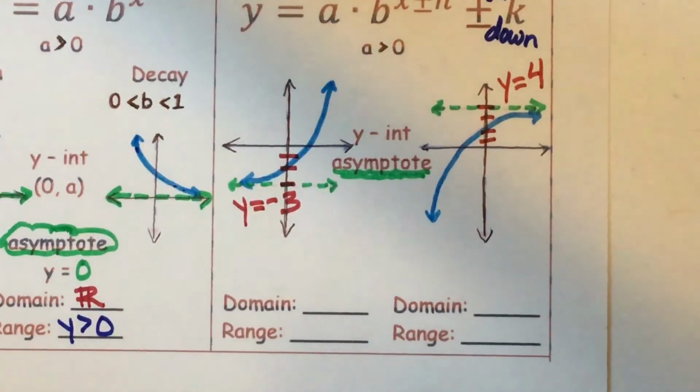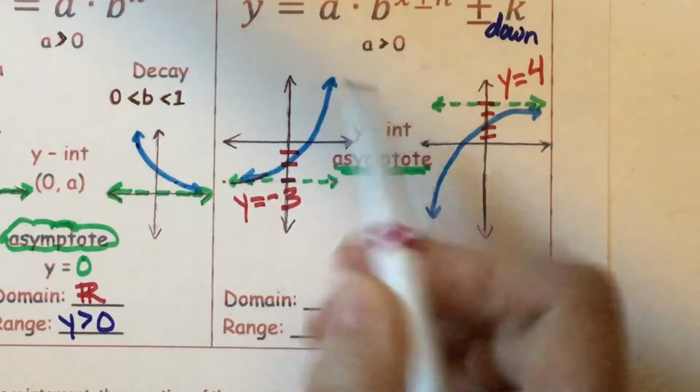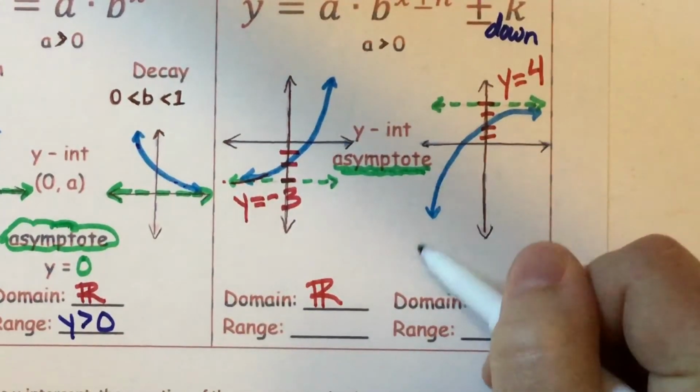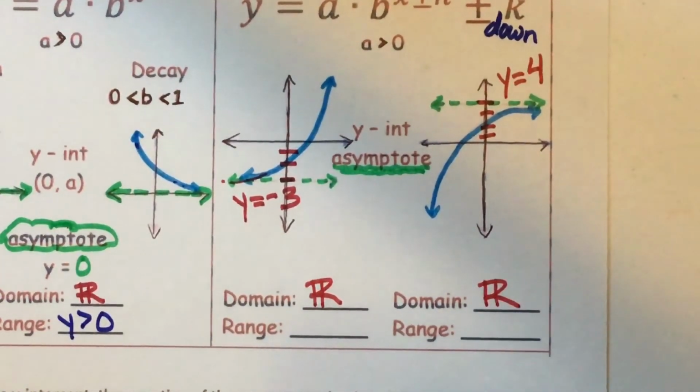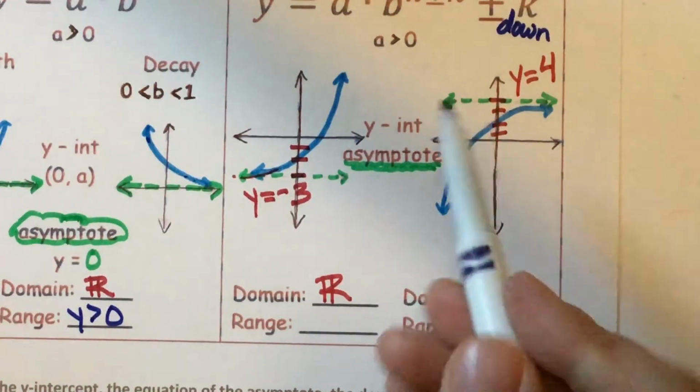Let's look at domain and range. This graph is going forever to the left, forever to the right, so the domain is all reals. This graph is going forever to the left, forever to the right, so the domain is also all real numbers. Have you noticed that the domain is always all real numbers? And it will be every time. Now let's look at range.